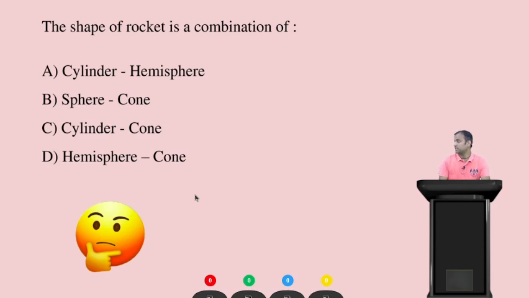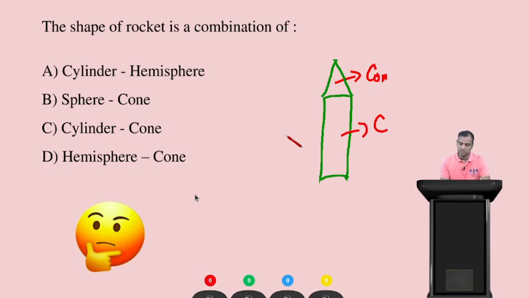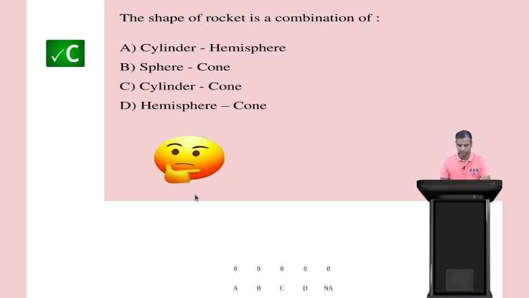So what is the correct answer? I think you all have seen the shape of a rocket. It is like this and then this. If you see here, you can find that this portion is a cone and this portion is a cylinder. So it is a combination of a cylinder and a cone.